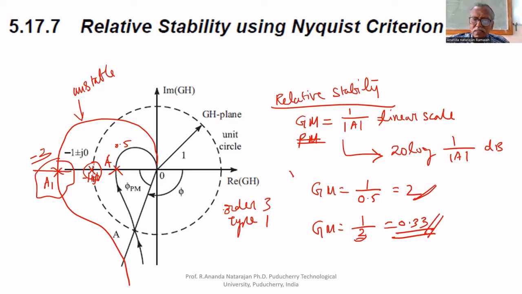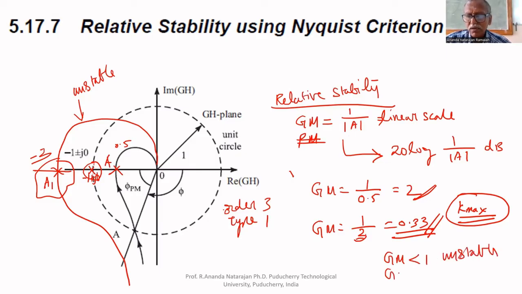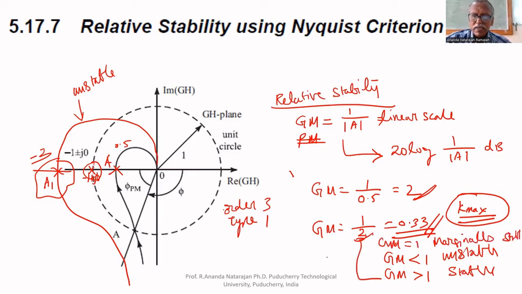So already the gain is greater than K max. If you reduce the gain by the factor 0.33, then the system becomes the verge of instability. If you further decrease, the system becomes stable. That is the meaning. If gain margin is less than 1, unstable. If gain margin is greater than 1, stable system. If gain margin equal to 1, marginally stable. These are all in linear scale.